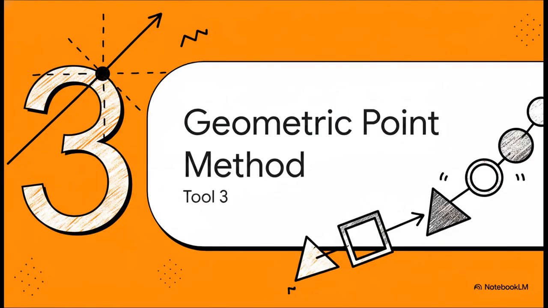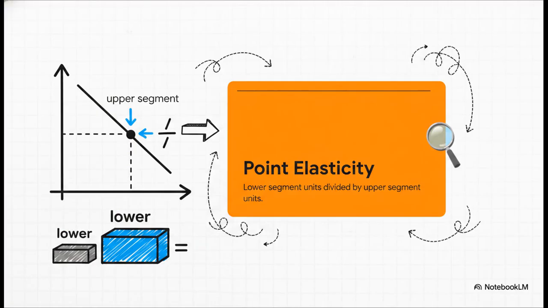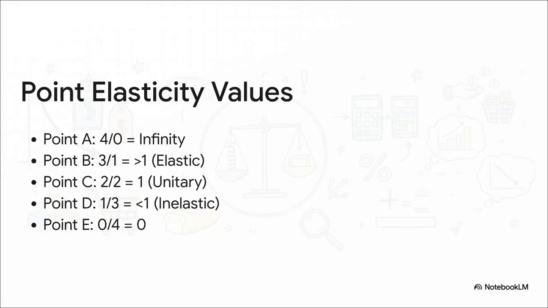Fantastic. Now let's transition to something a bit more visual. Tool 3, the geometric point method. So, while the percentage method is amazing for broad changes, this geometric tool is absolutely perfect for finding elasticity at extremely specific, exact points along a linear demand curve. The whole beauty of it lies in a really simple ratio. Lower segment units divided by upper segment units. That is literally it. Let's rapid-fire prove this from top to bottom.